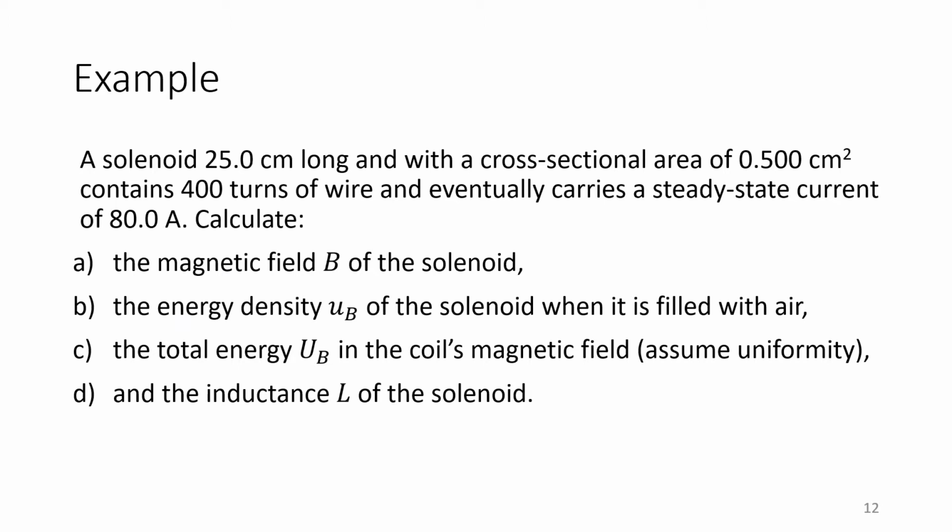So let's try to answer a problem before moving on to the next topic. A solenoid of 25 centimeters length with a cross-sectional area of 0.5 cm squared contains 400 turns of wire and eventually carries a steady-state current of 80 amperes. We're calculating four things. A, the magnetic field of the solenoid. B, the energy density, small u sub B, of the solenoid when it is filled with air or vacuum. C, the total energy, big U sub B, in the coil's magnetic field, which we assume to be uniform. And lastly, D, the inductance L of the solenoid.